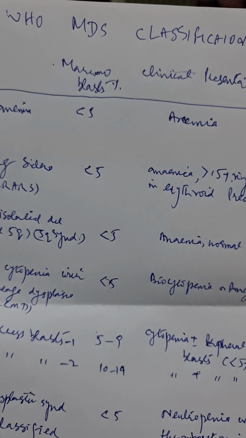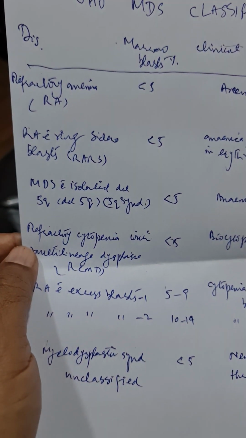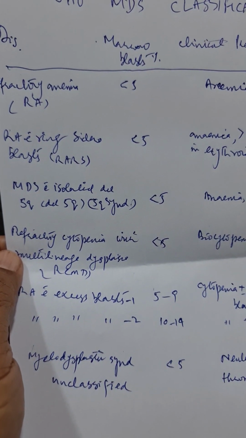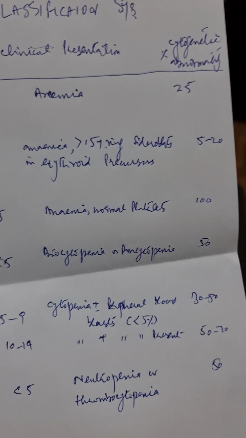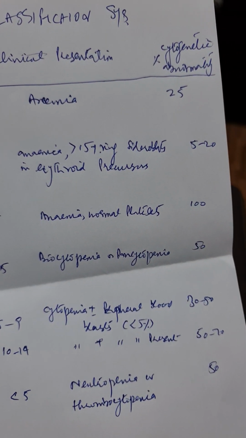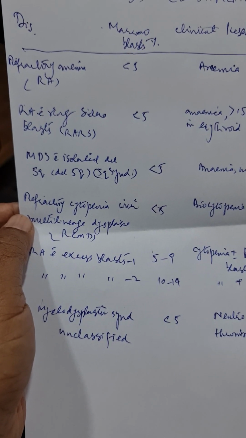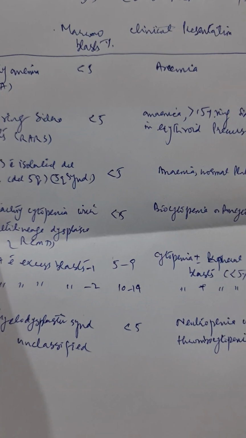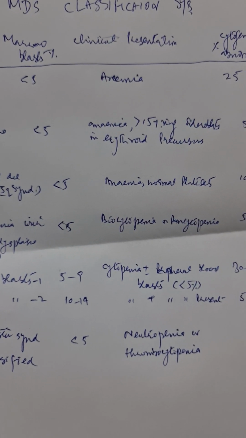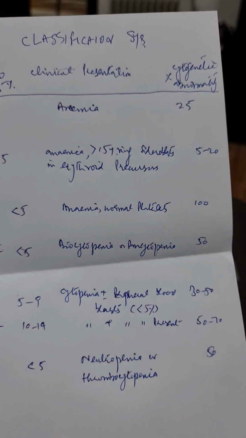WHO Myelodysplastic Syndrome Classification System: disease, marrow blasts, clinical presentation and cytogenetic abnormality. Number 1, refractory anemia, marrow blasts less than 5%, clinical presentation anemia, cytogenetic abnormality 25%.